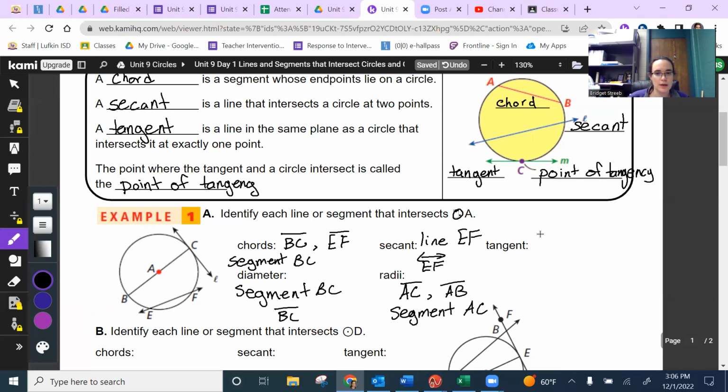Then we're looking for a tangent. A tangent is a line that intersects a circle at 1 point. And in this case, that is line L. I can't do line CL because L is a lowercase cursive letter that names the line, not a capital letter that would name a point.